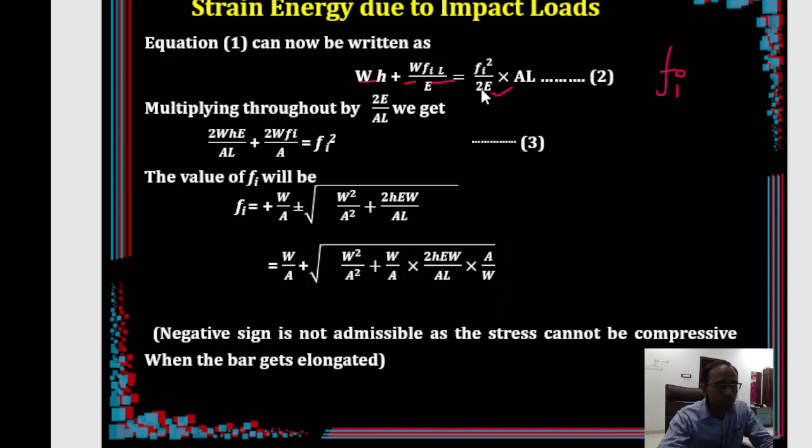Because I want to remove the quotient to make the simplification, multiply the entire equation with the reverse of this particular quotient. That means you multiply with 2E by A, then it gets cancelled out and the other terms will be multiplied with this. So finally we get this by multiplying the entire equation with this particular quantity. Now the solution of that is simply minus b plus or minus root over b square minus 4ac, over 2a, the standard equation. Simplification of that results in the following equation.